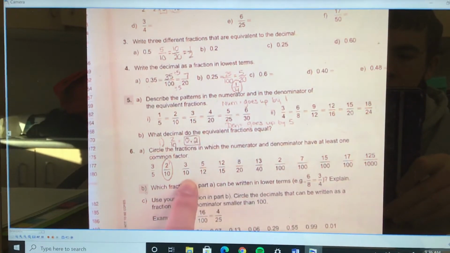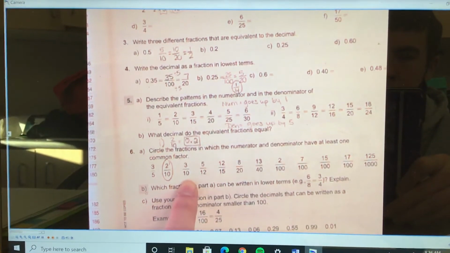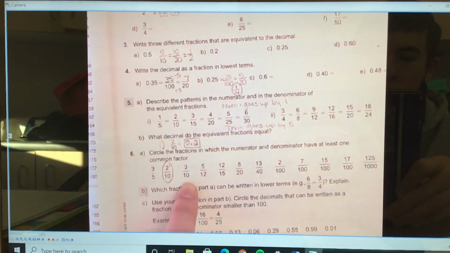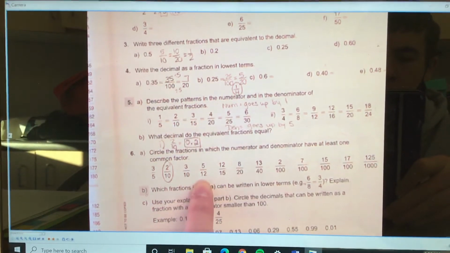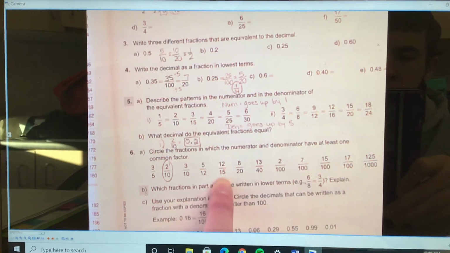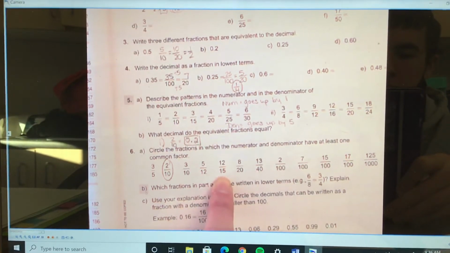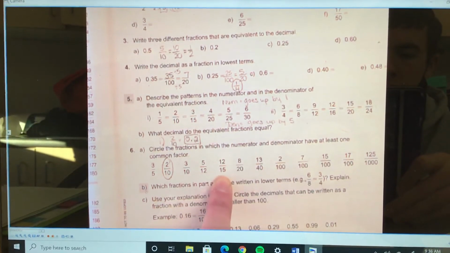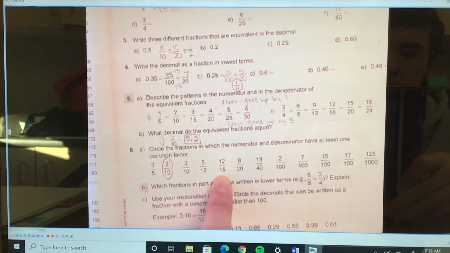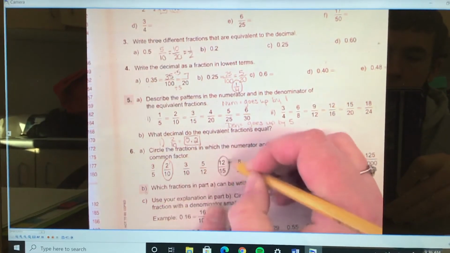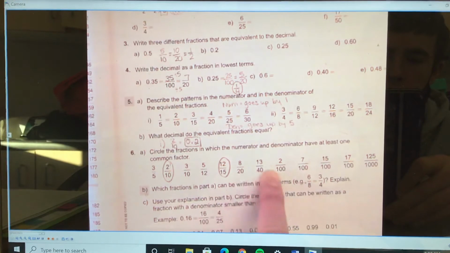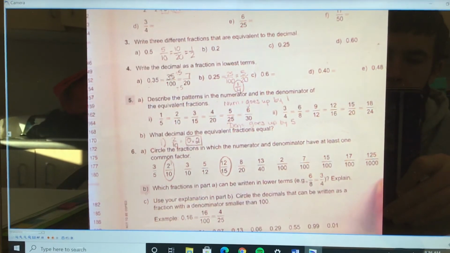Regan, can 3 and 10 be divided by the same number? No, what about 5 and 12? No. What about 12 and 15? Yes. Yeah, they could both be divided by 3, right? So we're going to circle that one. Okay, so do you see how you have to keep going through the rest of them?